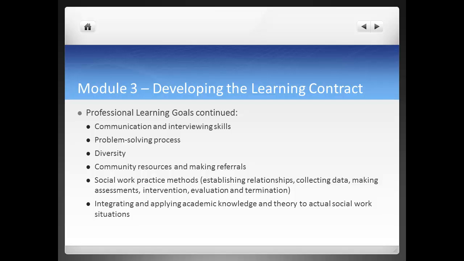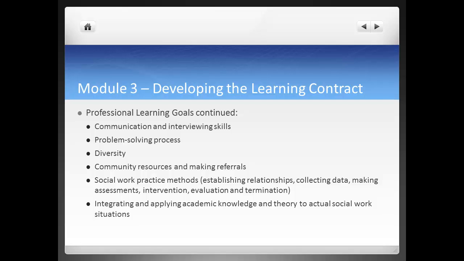Problem solving is another area of professional development. What does the student do? Do they seem to be integrating a process by which they understand how to resolve a problem and seek resources? Diversity. Are they really open to the idea of working with very diverse clients or consumers? Community resources. Are they developing a better understanding of the community resources and able to make appropriate referrals? Social work practice methods. Do you find that they are effective in terms of establishing rapport with clients or consumers and beginning to develop relationships?